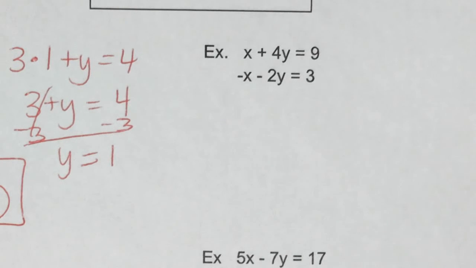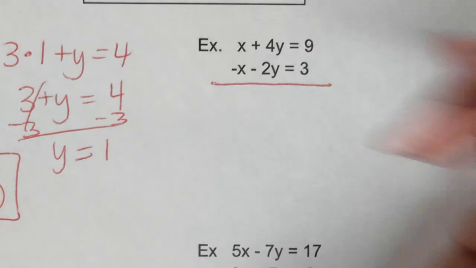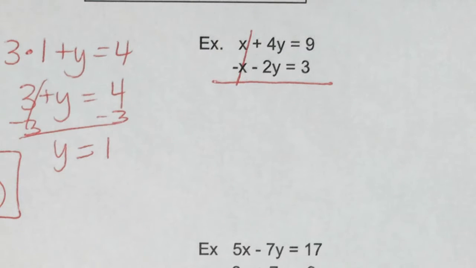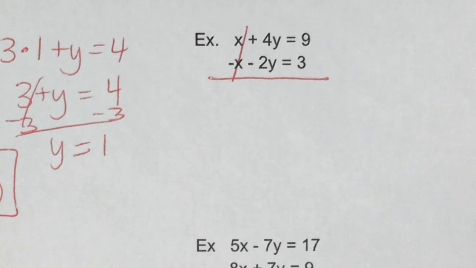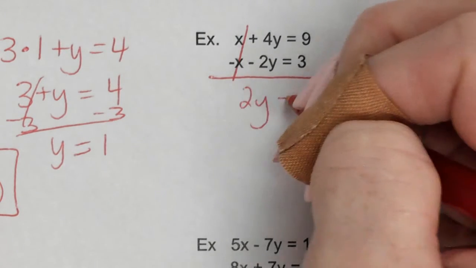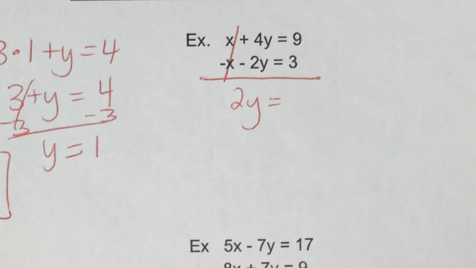All right, look at example 2, the one on the right. Do y'all see a term that we can eliminate? I need you to sit up, please. X. I can eliminate the x. My next step is to just combine everything by addition. What is 4 plus negative 2? 2y. And what's 9 plus 3? 12.